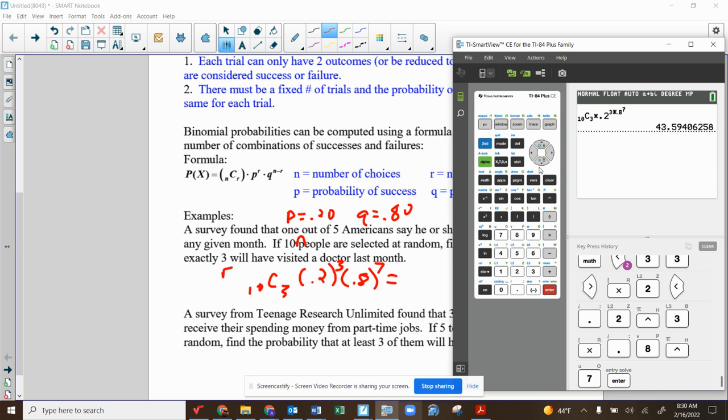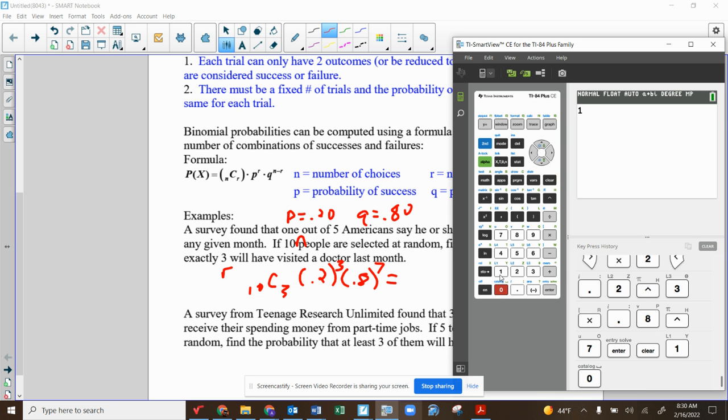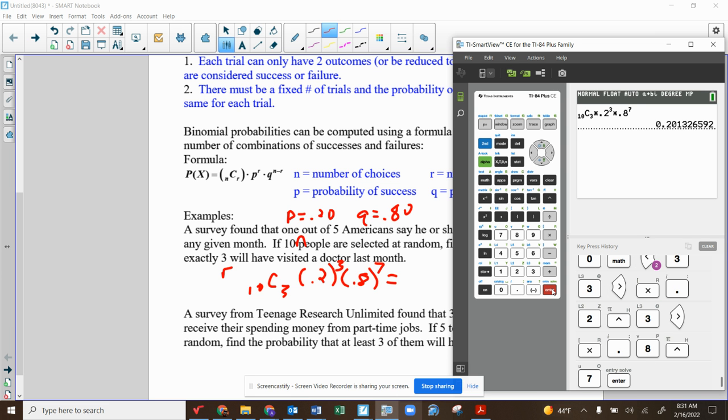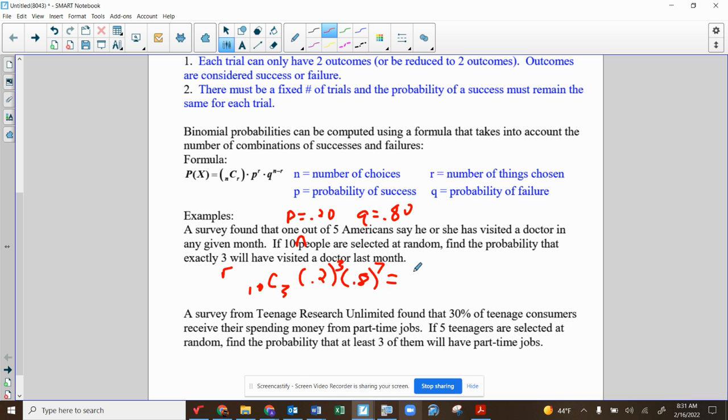Oh, I messed that up. Sorry, let me do that again. I wasn't paying attention. 10C3. See, I just showed you what you shouldn't do. 0.2 to the third, times 0.8 to the 7th. That looks a little better. Okay, 20.1%. So we're going to write these as percentages, with 1 decimal place.